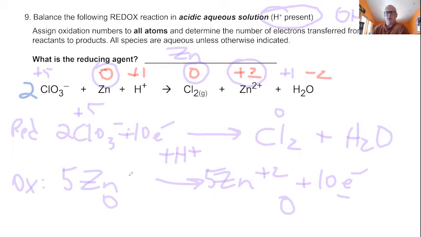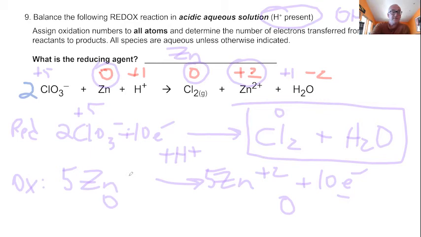Is that charge balanced? No, it isn't, because I have no charge on this side. But on the other side, what's the net charge on the reactant side? Minus 12, right? Because I have 2 chlorate ions for minus 2, another 10 electrons for minus 12, and I have 1 proton. So it's a net minus 11. That's a big difference. I need to balance out my charges, and the only thing I can do is add protons to one side or the other.